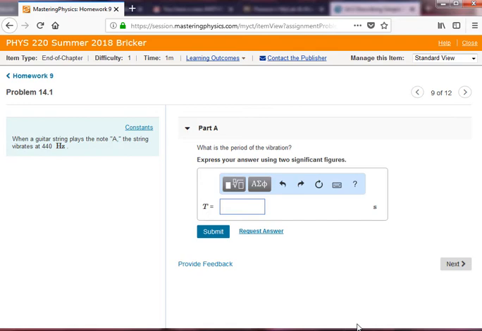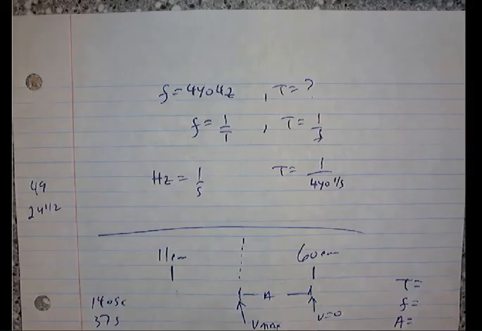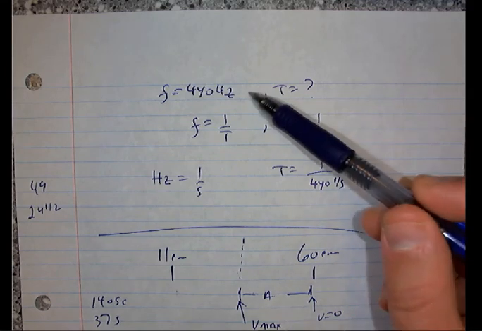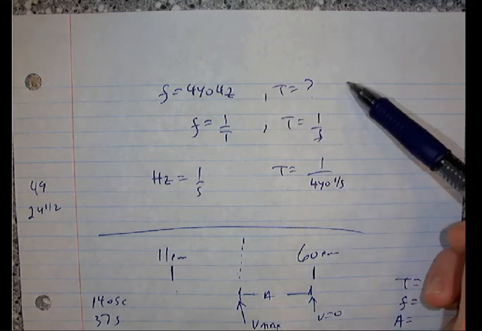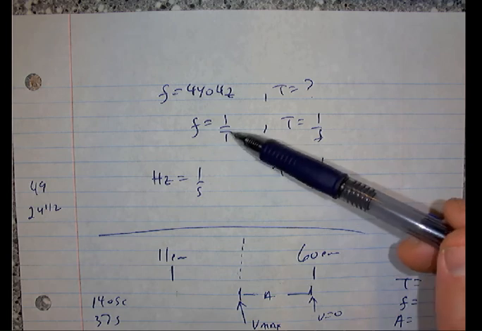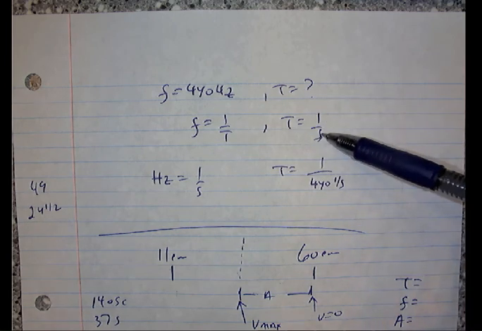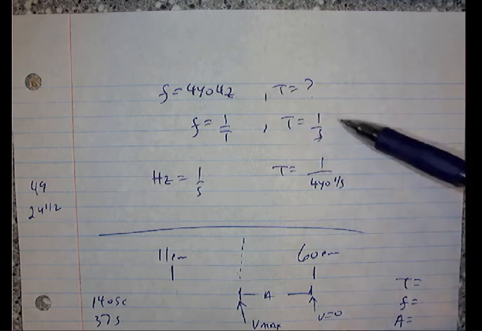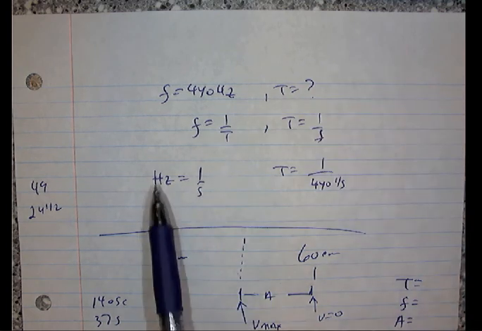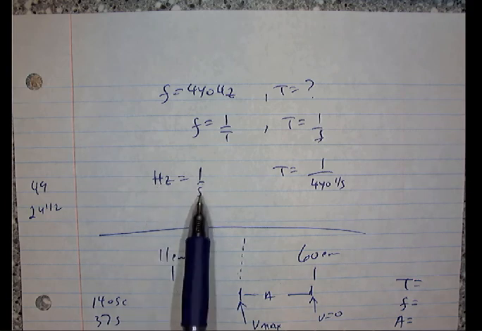In this problem, when a guitar string strikes the A note, which is 440 hertz, what is the period? Okay, so we're given that the frequency is 440 hertz, and we want to know the period. Well, frequency is 1 over the period, so period is 1 over the frequency. So if you know the frequency, you automatically know the period by this simple relationship. Remember what a hertz is. A hertz is 1 over a second.